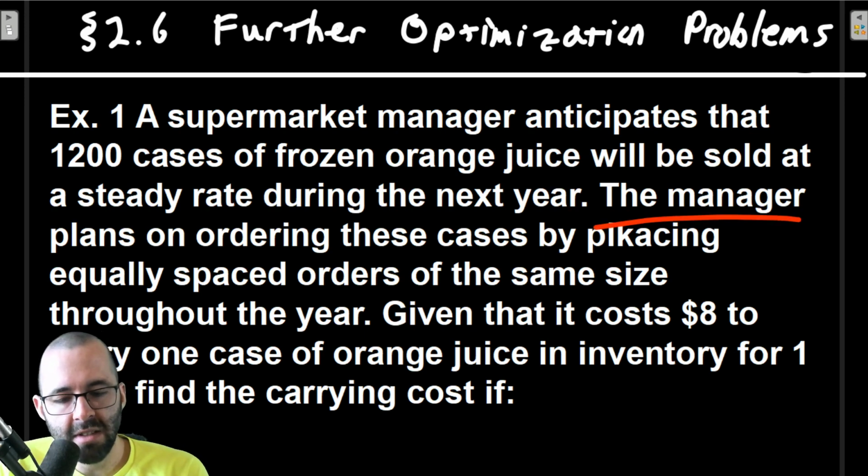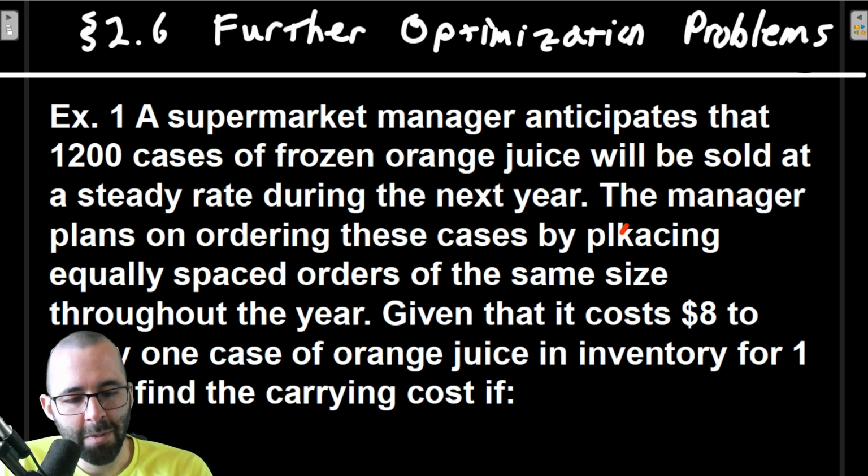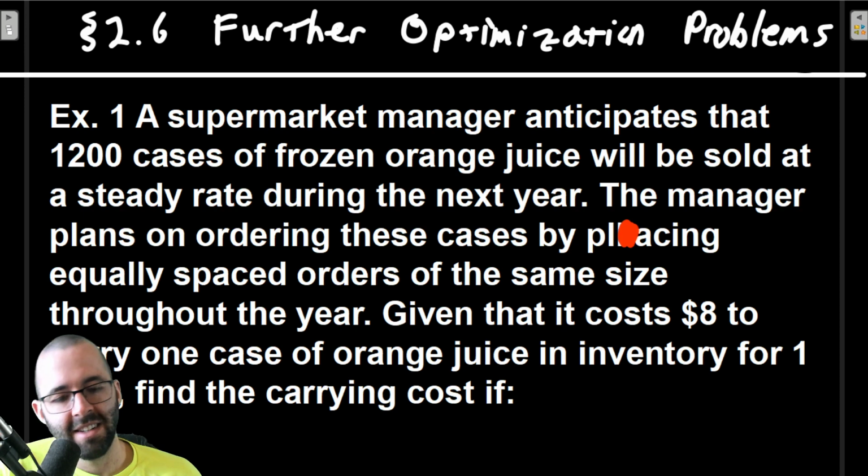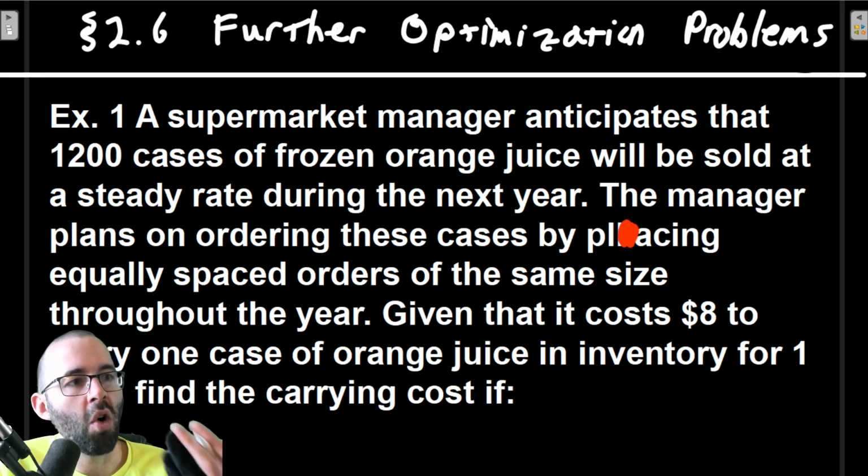And so the manager is going to plan on ordering these cases by placing equally spaced orders of the same size. And again, that makes sense if the demand is constant throughout the year. So given that it costs $8 to carry one case of orange juice for 1 year, we're going to find the carrying cost for the whole year, depending on some things. How much does it cost to hold this frozen orange juice?